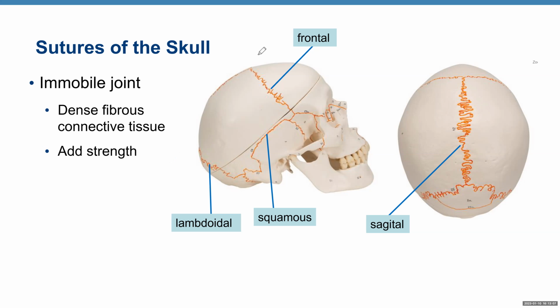The major sutures of the skull include coronal, squamous, lambdoidal, and sagittal.